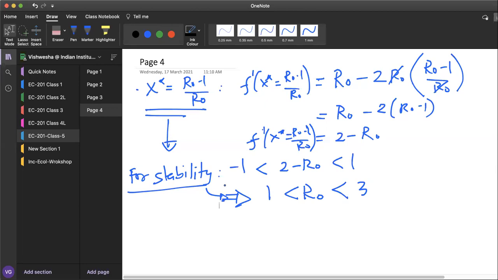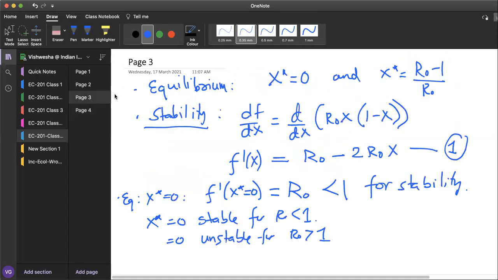Yes, sir. So in the previous case, when you took x star equal to 0, fair enough. It is the only stable case when R naught is less than 1. But it is still stable for R naught bigger than 1, right? If our initial population is 0, it's still a stable state. But this equation says otherwise.